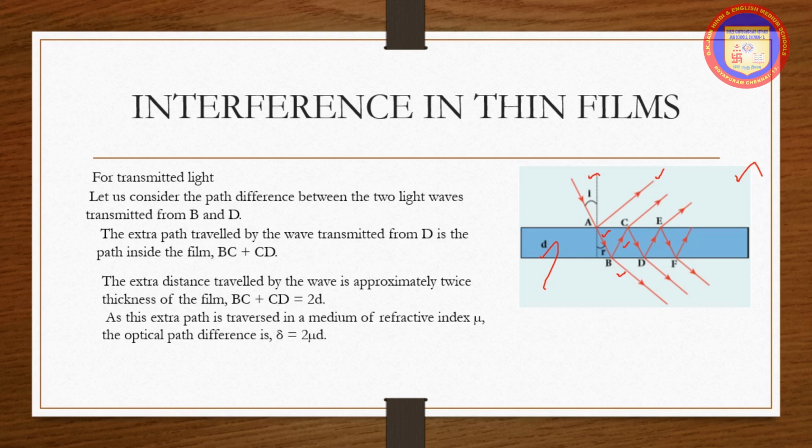Reflected as well as refracted waves are sent out by the film as multiple reflections take place inside the film. The interference is produced by both reflected and transmitted light. For transmitted light, the transmitted rays may interfere to produce a resultant intensity. Let us consider the path difference between the two light waves transmitted from B and D. The two waves move together and remain in phase up to B, where splitting occurs. The extra path traveled by the wave transmitted from D is the path inside the film, BC plus BD, which is equal to 2d. This extra path is traveled in a medium of refractive index mu. The optical path difference is delta equal to 2 mu d.